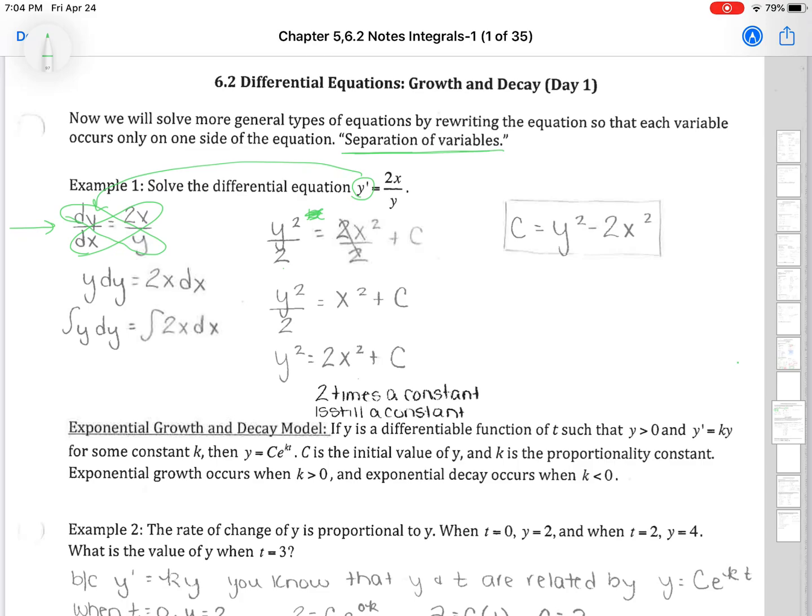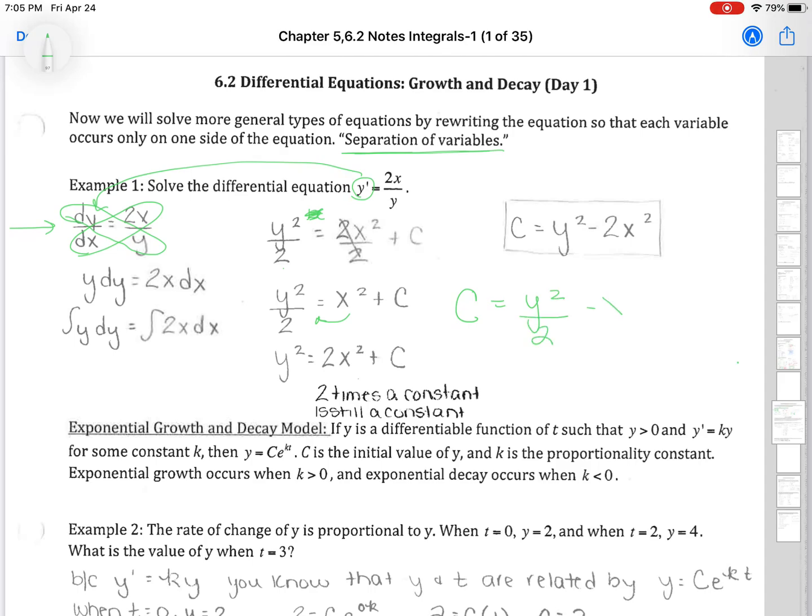Now, because you're going to have two c's, we don't need two c's. I always just forget the first one, and I only put it on the right-hand side, because when you combine a constant with a constant, you're still going to get a constant. So I would just scratch the one on the left-hand side for these problems, keep the one on the right-hand side. And now we have y squared over 2 equals x squared plus c. And your goal is solving for c.